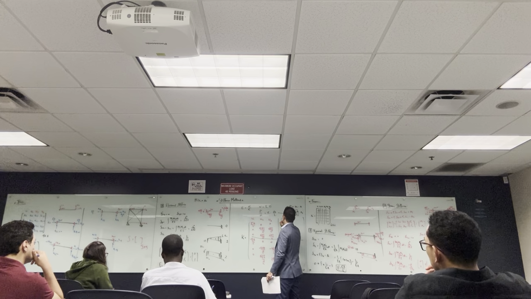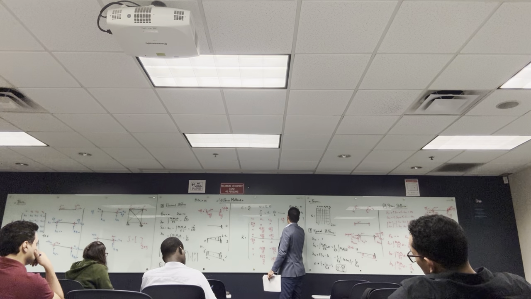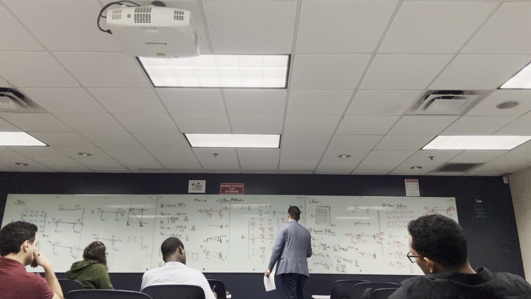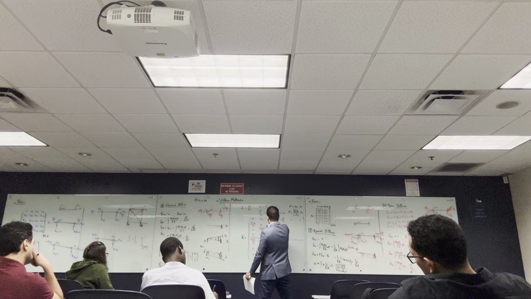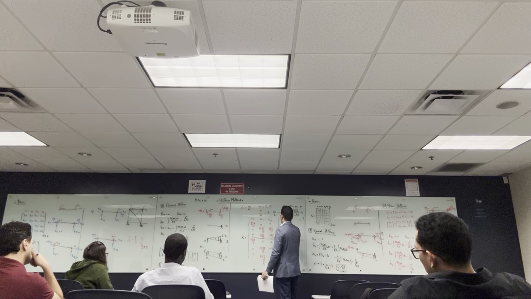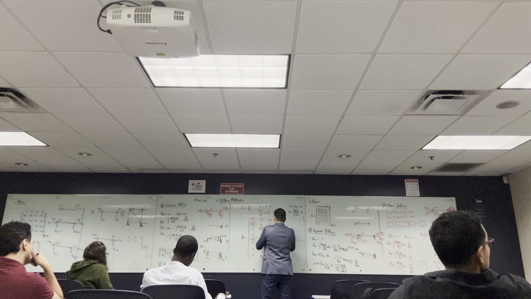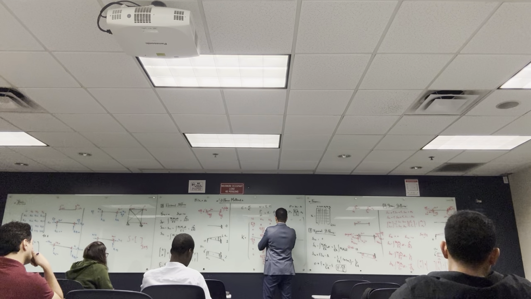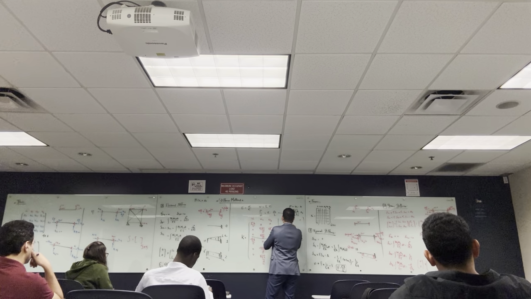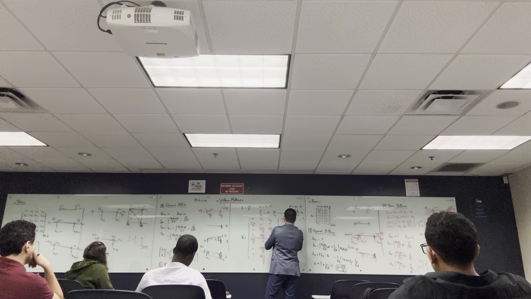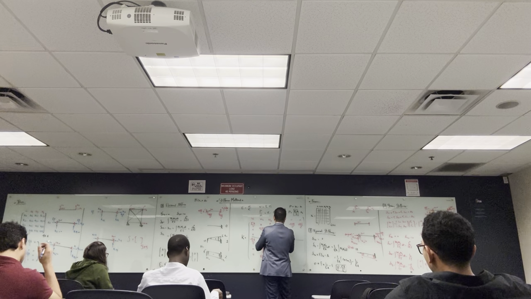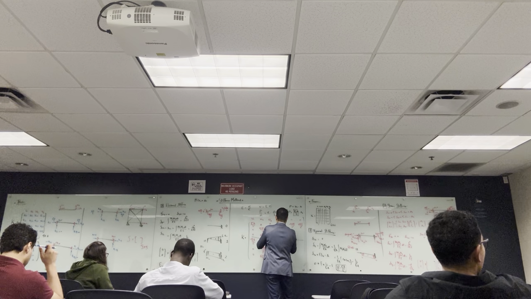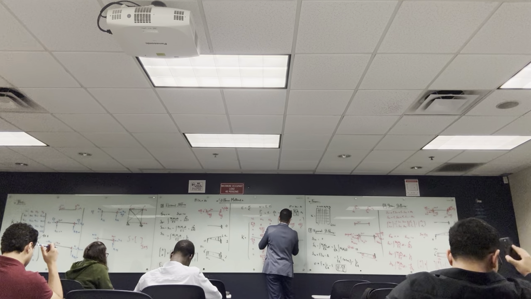So this is going to be negative EA over L, 0, 0. And then you take the second column and make it a row. So this is going to be, all right, 0, negative 12EI over L cubed, 6EI over L squared, 0, negative 6EI.